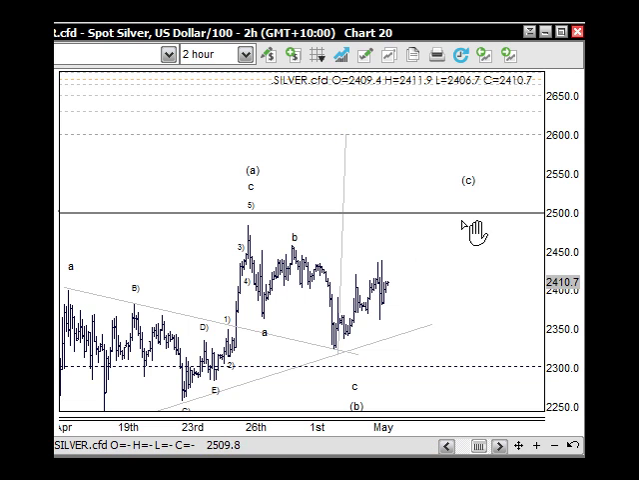So it will be interesting to see if gold finds support on 1472. If that's the case, then we need to be looking at this scenario here. So let's just see how that plays out.